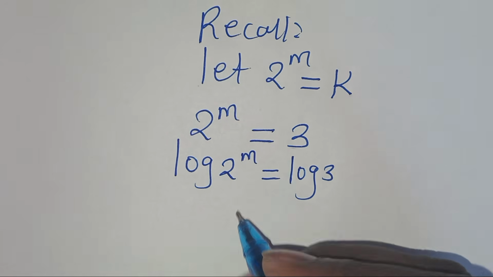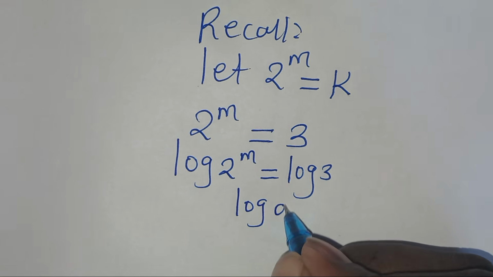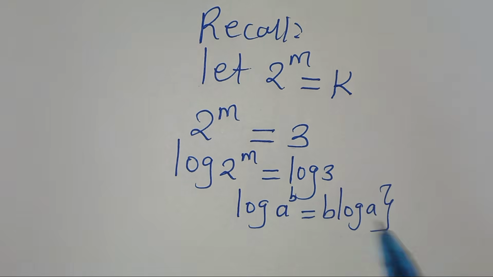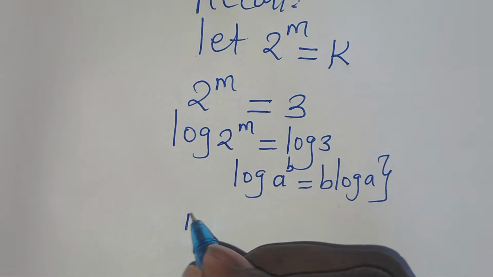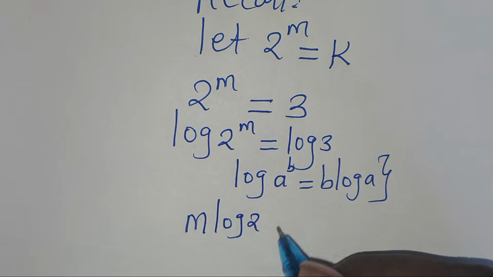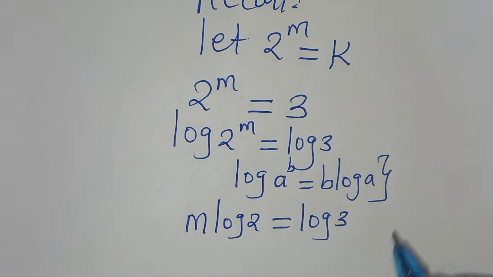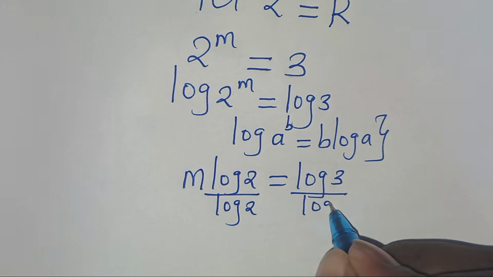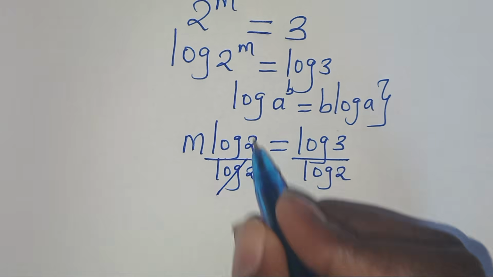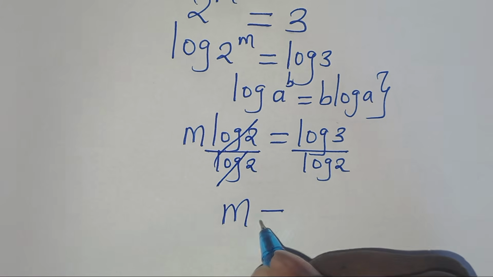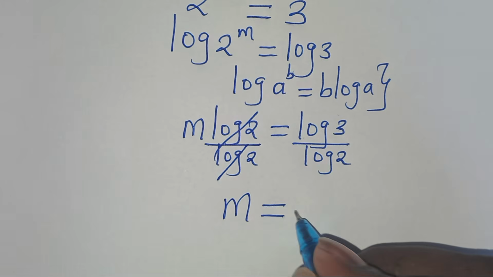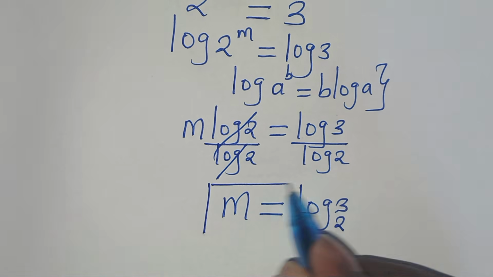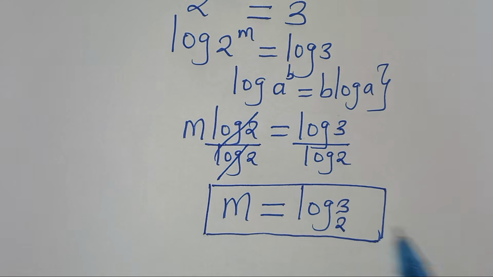Now, log 2 to the power of m is in the form of log a raised to the power of b, which we can express as b log a. So let's apply this power log property so that log 2 to the power of m becomes m log 2, this is equal to log 3. So let's divide both sides by log 2. So m is equal to log 3 over log 2, which we can express as log 3 to base 2. This is the value of m.